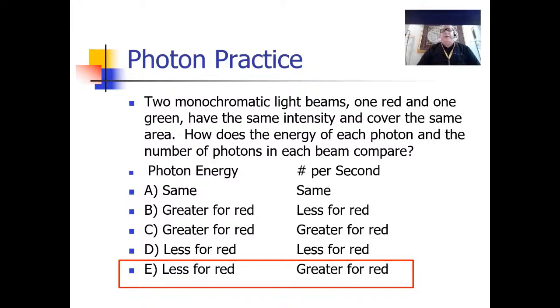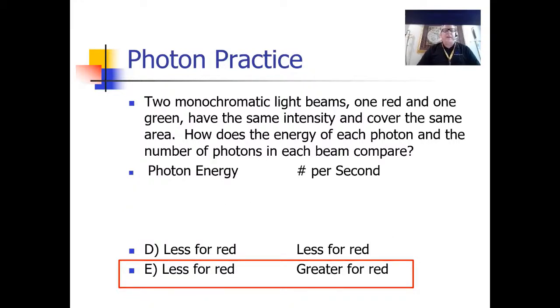Since red light has a smaller frequency than green light, red photons will have less energy per photon than green photons. Therefore, you're going to need more red photons per second in order to have the same intensity.